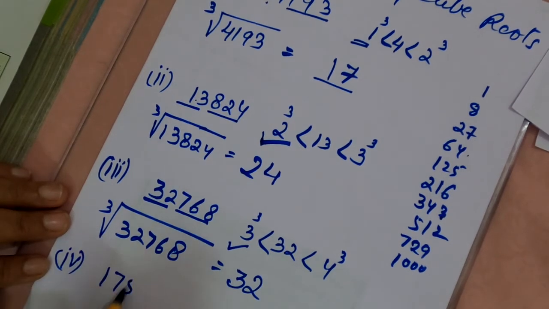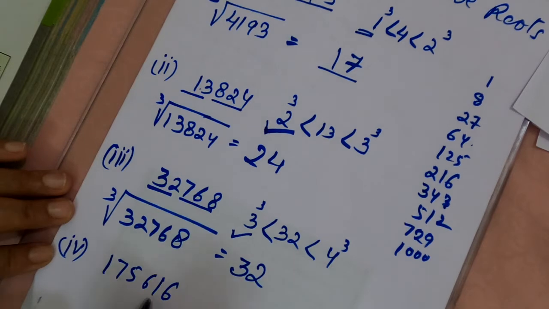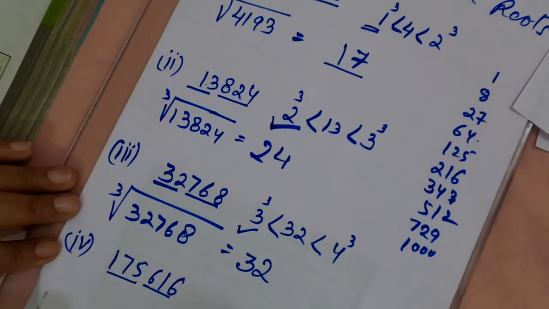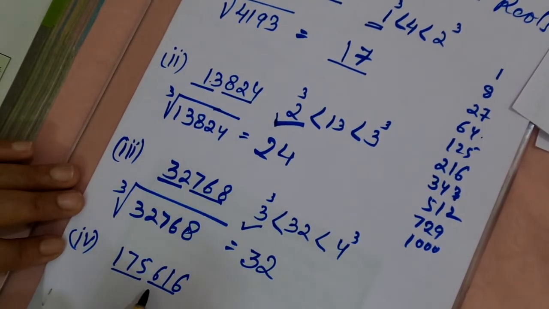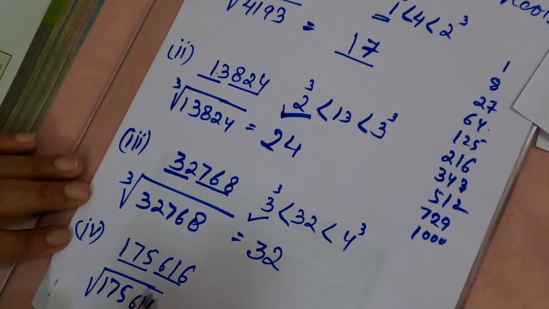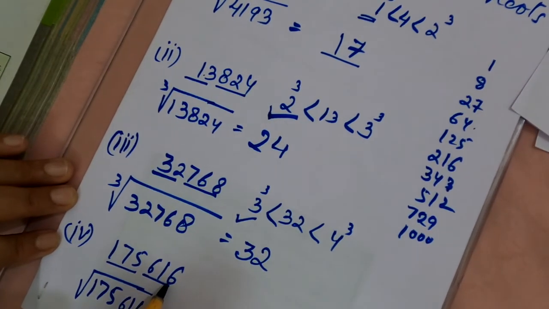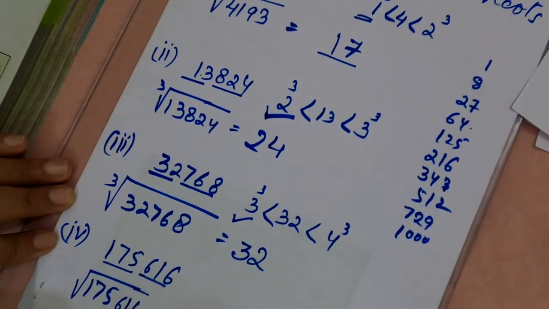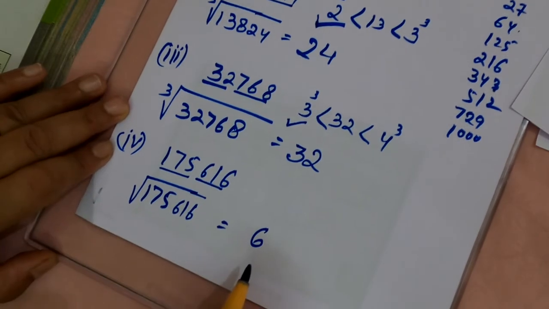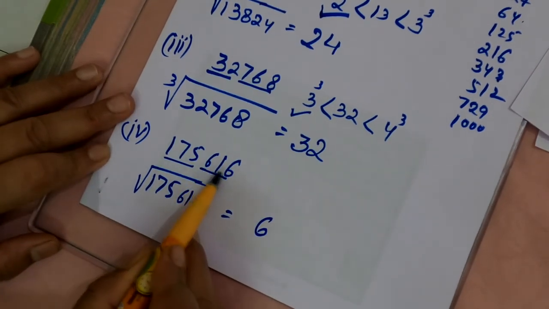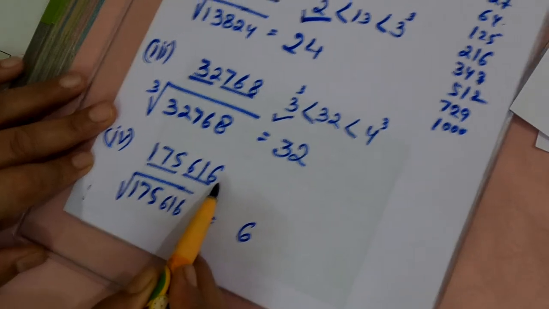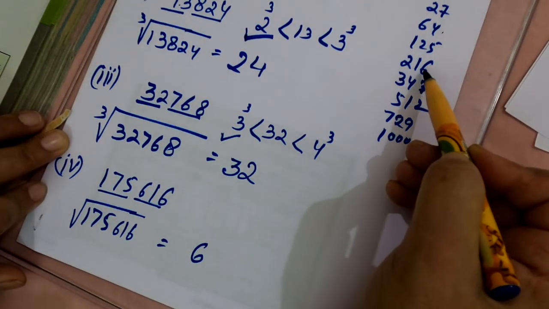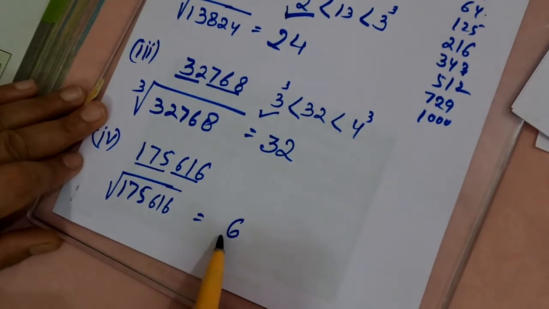It is 175616. So how many groups do we have? 2 groups of 3 each. That means the cube root of this number will have 2 digits. Let us see how. 616. Which cube has got 6 in the unit place? Here we know it is 6. So the unit digit of the cube root of this number is going to be 6. Only 6 cube has got 6 in the unit place.